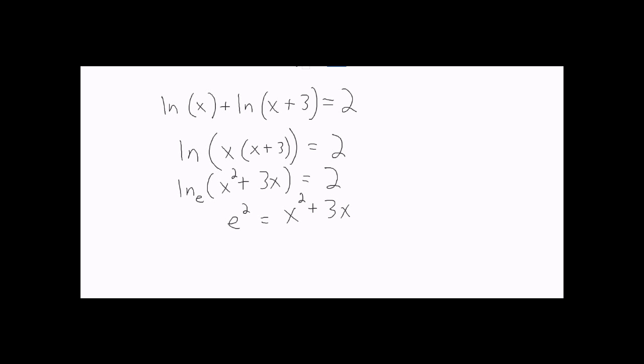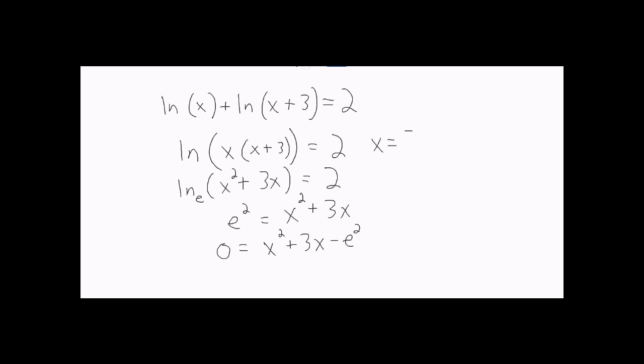And that's just a quadratic. e squared is just some number. It doesn't matter what it is. We're going to get 0 is equal to x squared plus 3x minus e squared. And usually you try to factor a quadratic, but once you see an e in there, we don't really care about factoring. Let's just do the quadratic formula.